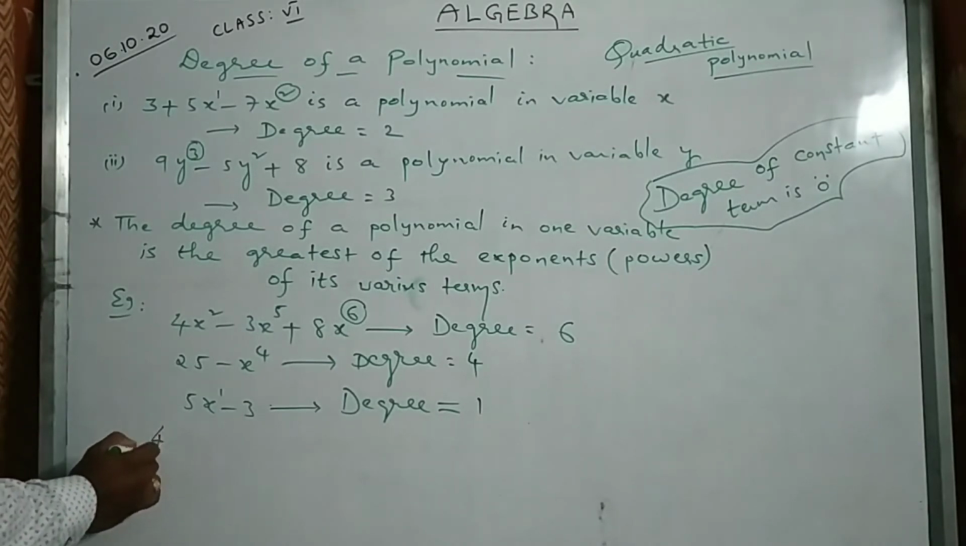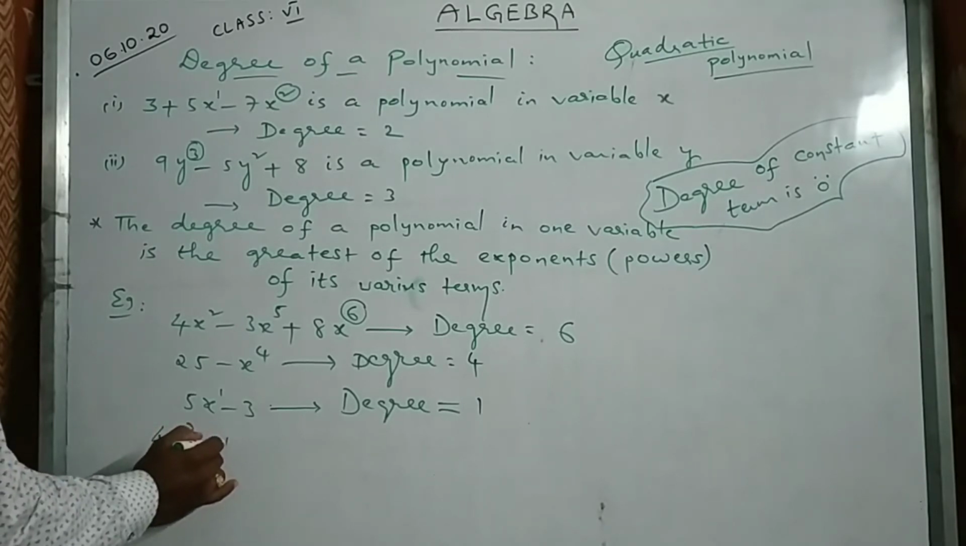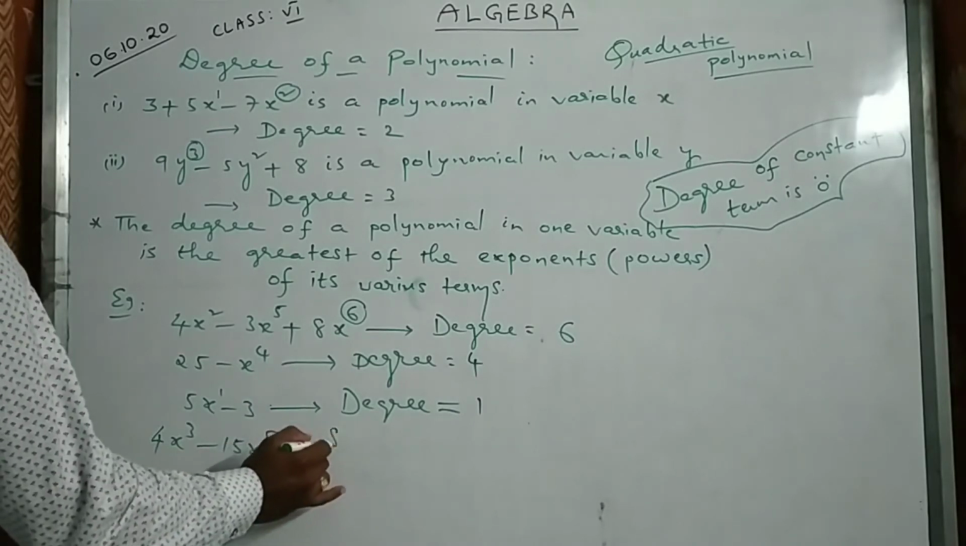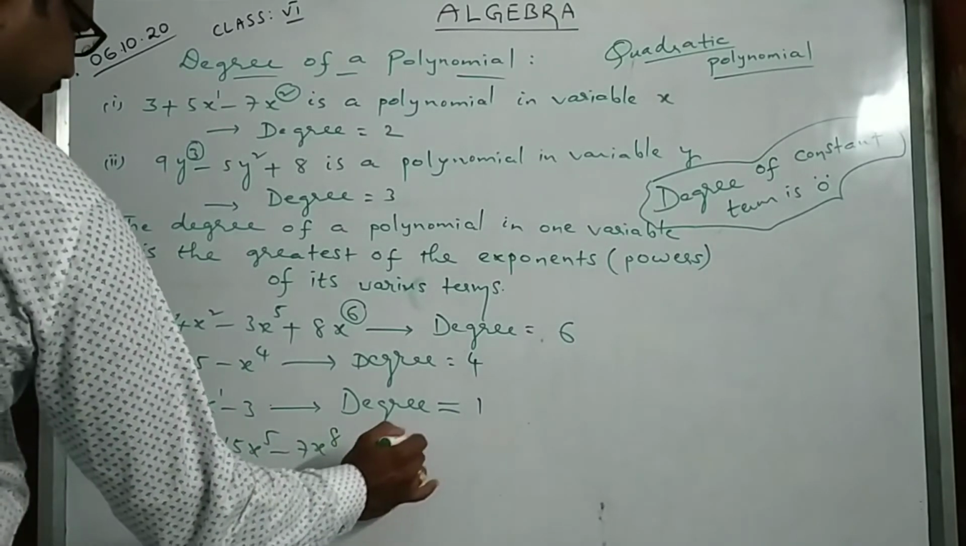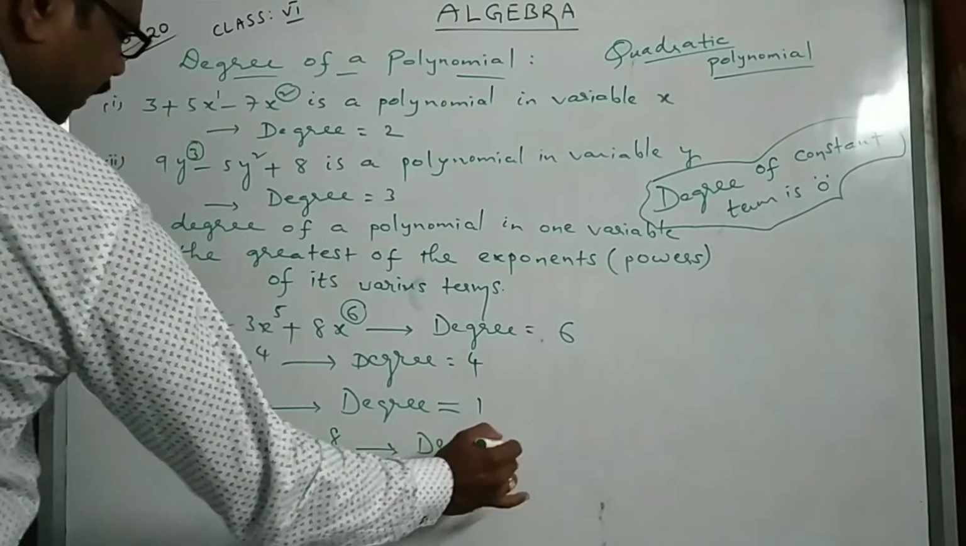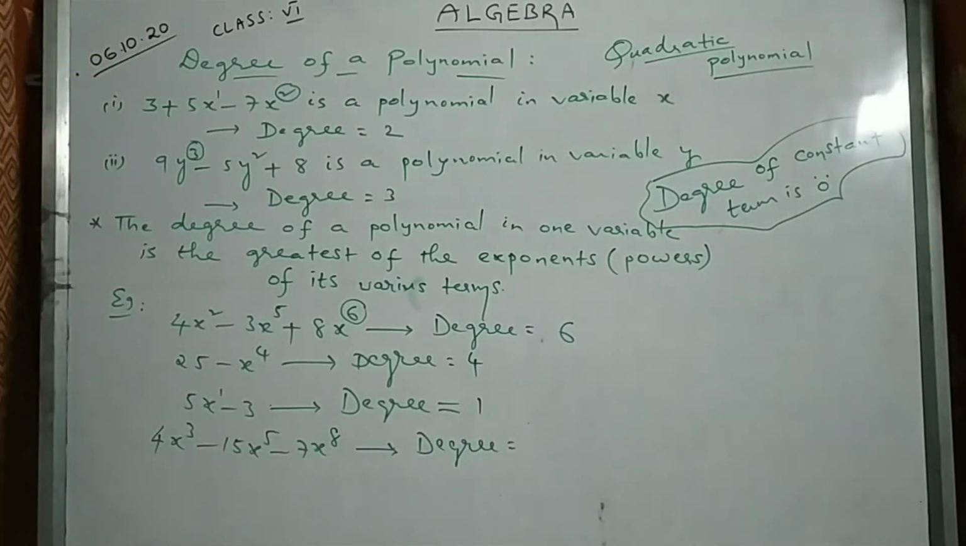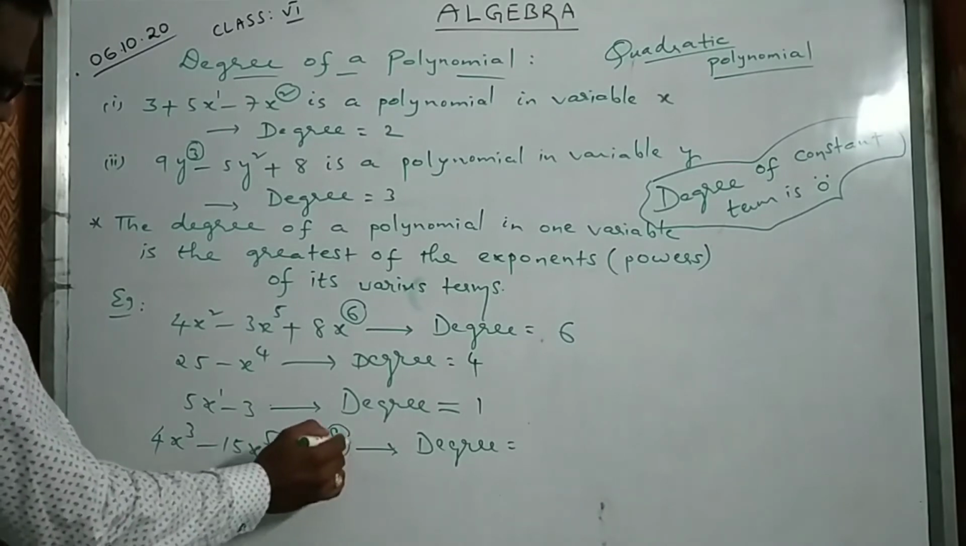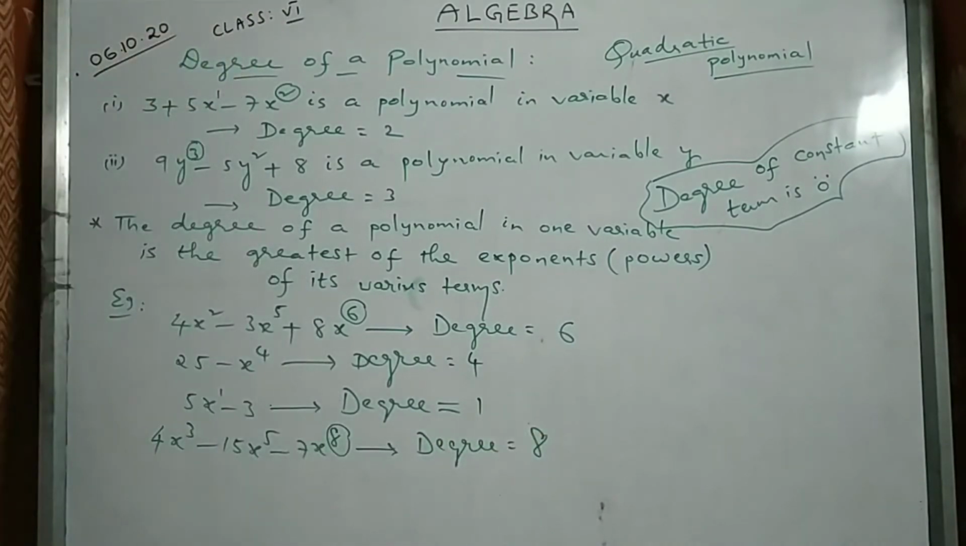Similarly 4x cube minus 15x to the power 5 minus 7x to the power 8. What is the degree for this? What is the highest degree among 3, 5, 8? So 8. We will take it as degree. So degree of the polynomial is taken as highest variable power. Okay? That is very, very important. Okay?